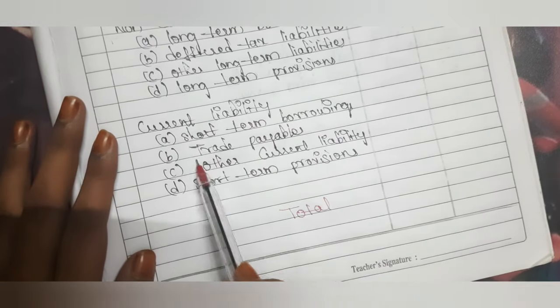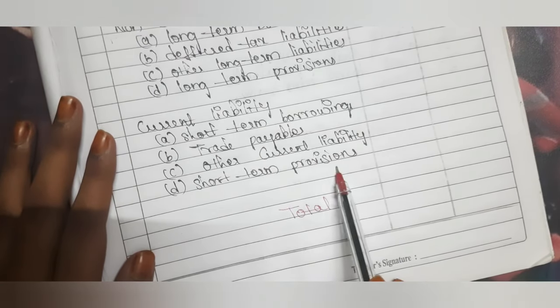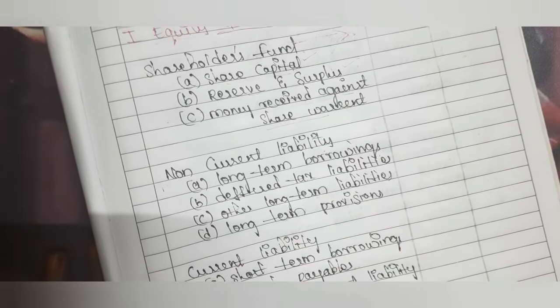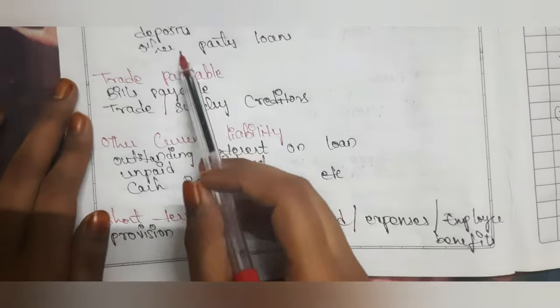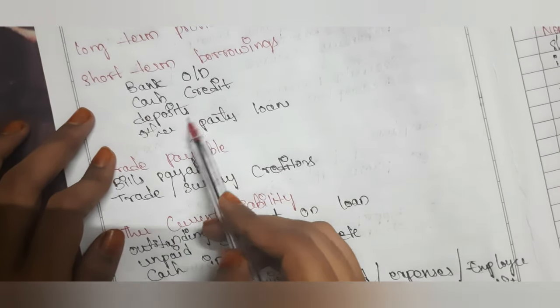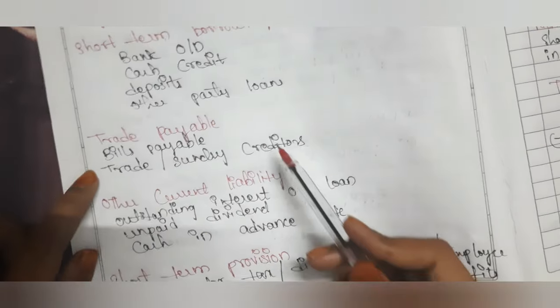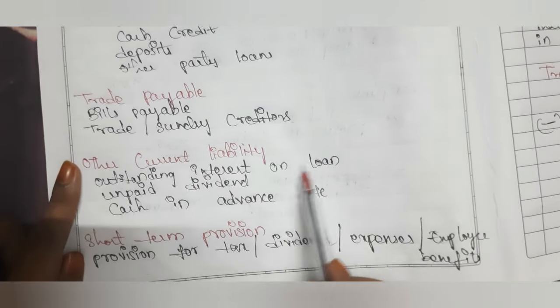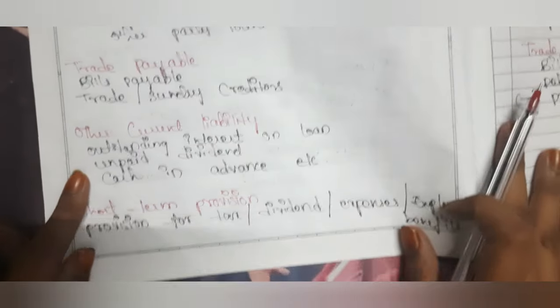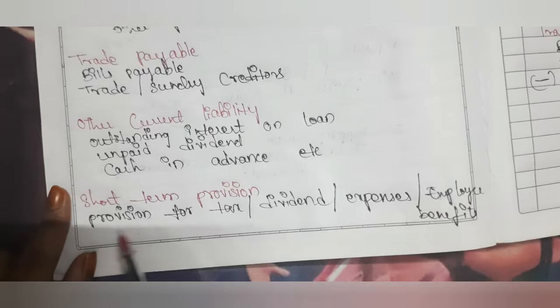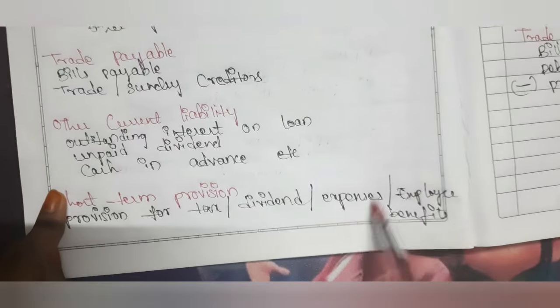Okay, then we have here current liability, short term borrowings, trade payables, other current liability, short term provisions. See, I'm saying you, if you just make the proforma and come, you will be getting 5 to 6 marks. Okay, short term borrowings, you see bank overdraft. Okay, then cash credit, deposits, other party loans. In trade payable we have bills payable, trade or sundry creditors. In other current liability, outstanding interest on loan, unpaid dividend, cash in advance. Then short term provision, provision for tax, dividend or expenses or employee benefits.